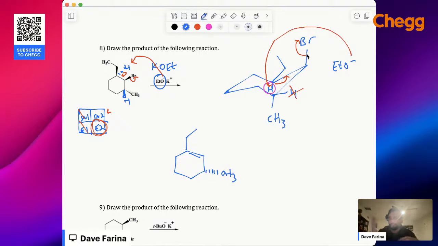We have to then flip it and draw the one where the bromo is axial. And then we see, do we have any alpha protons that are also axial? It turned out that one of them was not. This one is, and so we can get that one. So then going back to this top-down notation, ethoxide will grab that proton. We'll get the double bond here. We'll kick that off, and so that is going to be our product. And that is an E2 elimination. So that's that one.